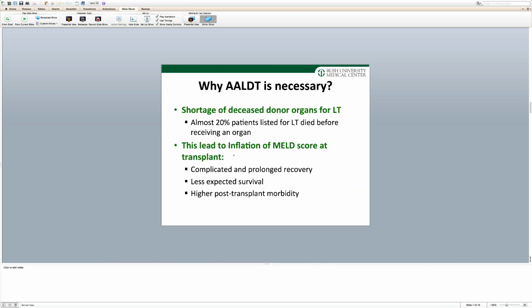So why is adult-to-adult living donor transplantation necessary? As you probably know, there is a very big shortage of deceased donor organs for liver transplantation. Almost 20% of listed patients die before receiving an organ. This leads to inflation of the MELD score at the time of the transplant, which results in a more complicated and prolonged recovery, less expected survival, and a higher post-transplant morbidity, which in other words means a higher risk to develop complications and to stay longer in the hospital.